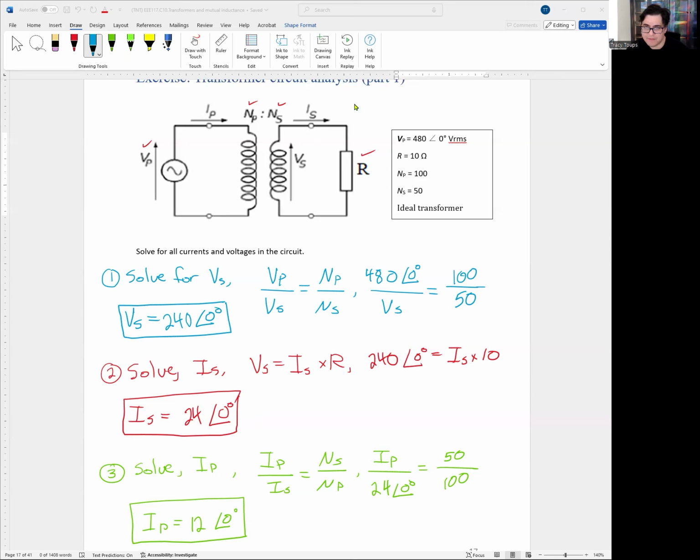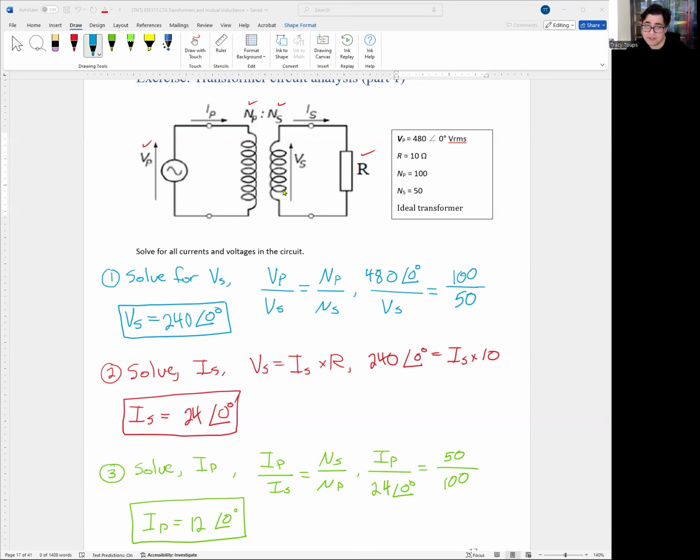Okay, so now that we have the secondary current, we could go back and find the primary current by working our way back. So here we have IP over IS equals NS over NP. We have secondary current, which is 24 amps, angle 0 degrees. NS over NP is 50 over 100, so it's 1/2. Remember, the current is the inverse of the turns ratio. So primary current must be equal to 12 angle 0 degrees amps.